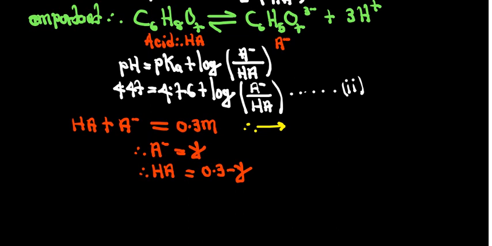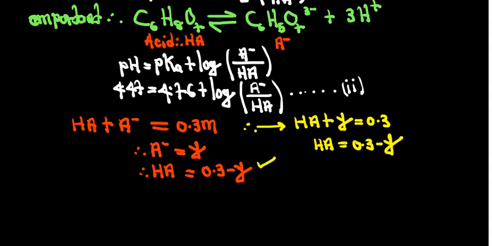So if I say A, the acetate ion, is equal to Y, then HA plus A is equal to 0.3. What is HA going to be? HA is going to be 0.3 minus Y, just like I was writing it right there. So now, in this equation, on top the conjugate base, the acetate ion, I'm going to replace with the Y, and the acid I'm going to replace with 0.3 minus Y.